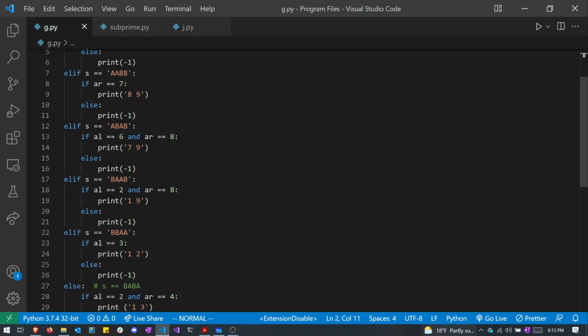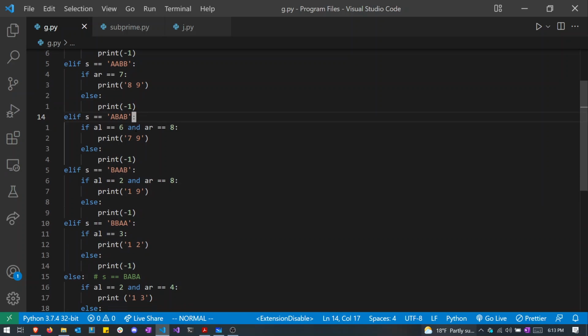Otherwise, if it's like 1, 2, and then 5, 6 sort of thing, we don't know. If it's 1, 2, and the right number is 2, we don't know what those other two numbers can be. It could be 3, 5, 4, 8 sort of thing. So therefore, we print -1.